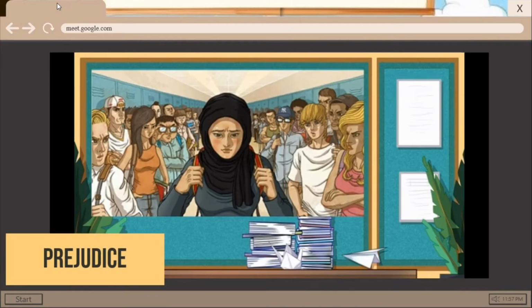The way the people in the image look at the Muslim woman shows that they hate her. The preconceived negative characteristics of Muslim people made other people think that Muslims are bad.